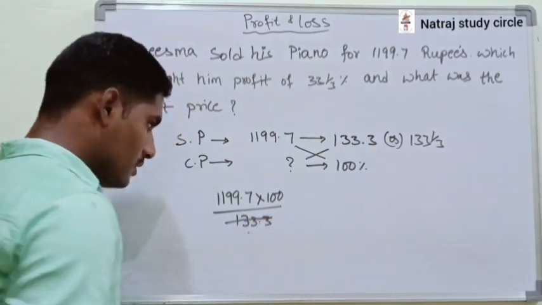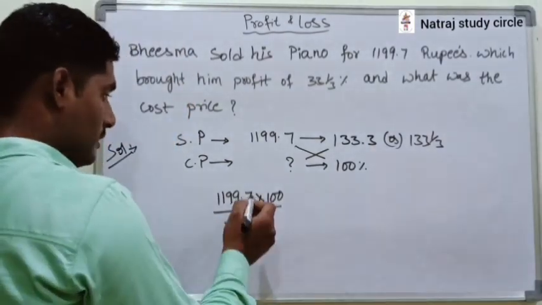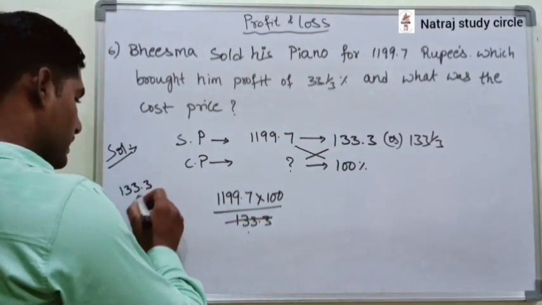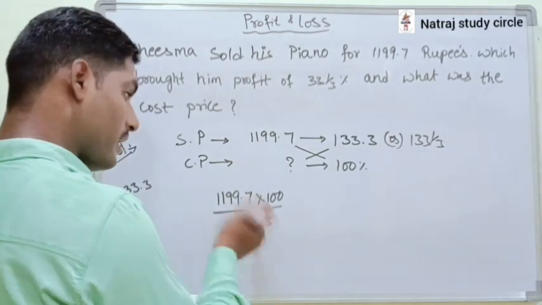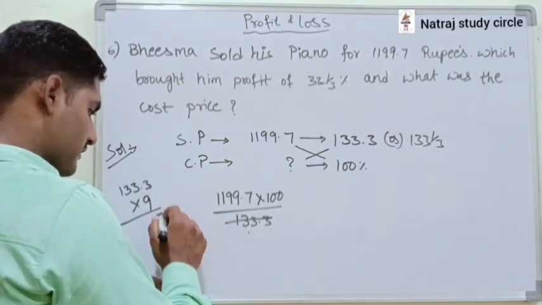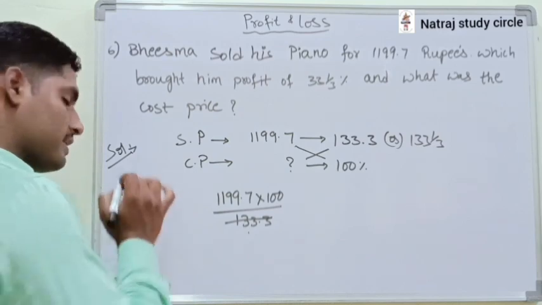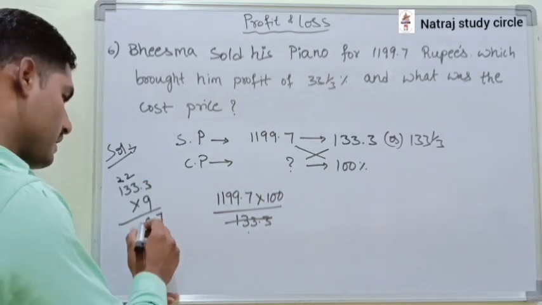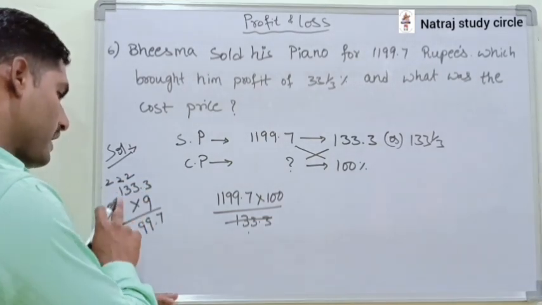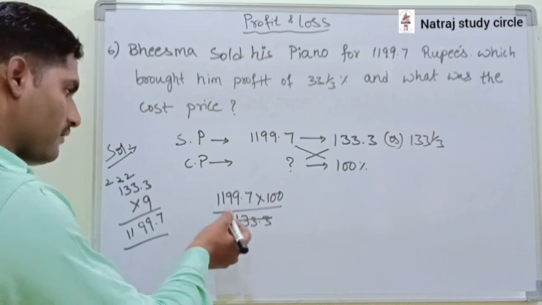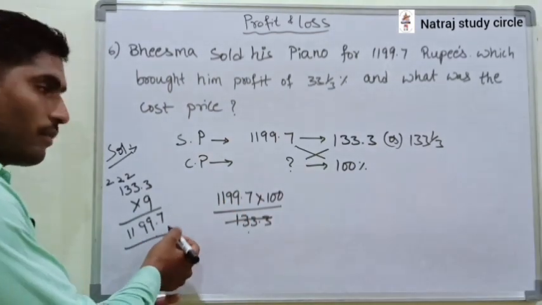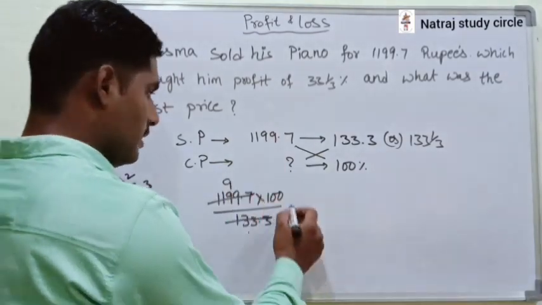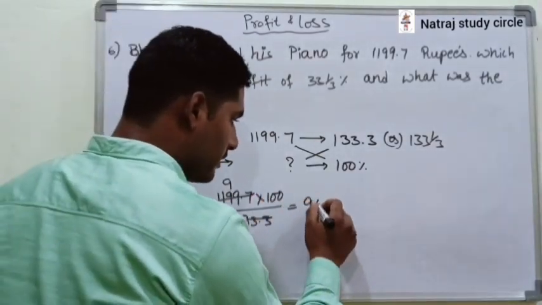So here how do we cancel it? How do we get it? So here 133.3 into 9. Let's take it as 9. 9 3s are 27, 9 3s are 27, 28, 29. 9 2s again, 9 ones are 9 plus 2 is 11. So we have got it as 1199.7. Here 9 into 100 is 900.